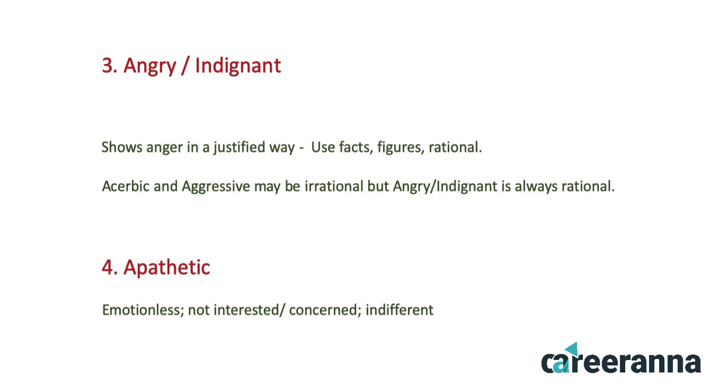So if you have both the options, that is acerbic or aggressive as well as angry in your answer options in the question, you will go for angry if the author has provided facts, figures and rationale for the reason of his anger. You will mark angry as the answer. But if the author has been away from showing any kind of rationale, then you will go for acerbic and aggressive as your answer.